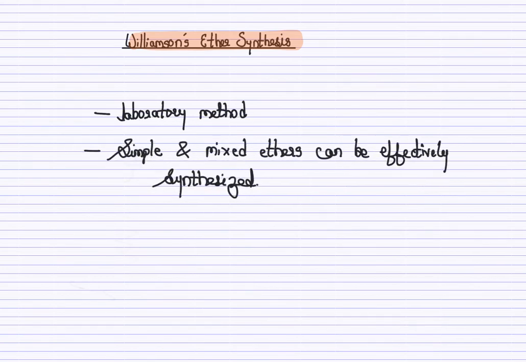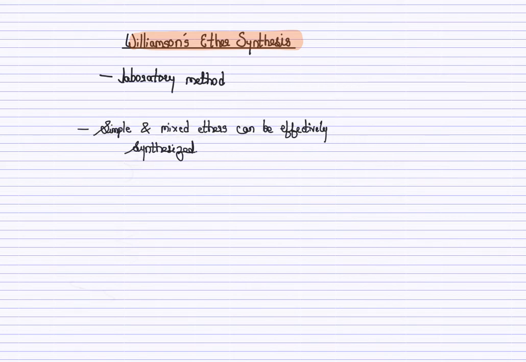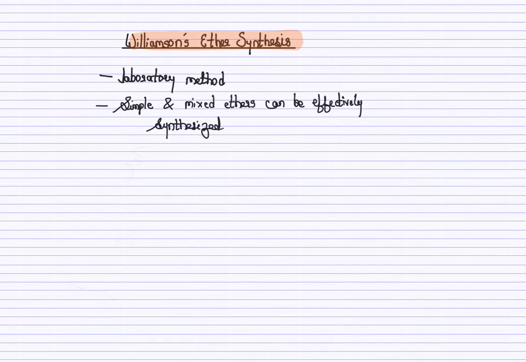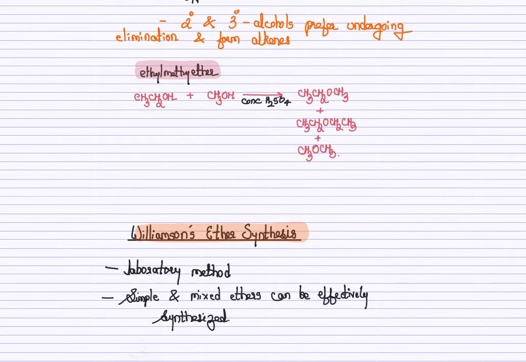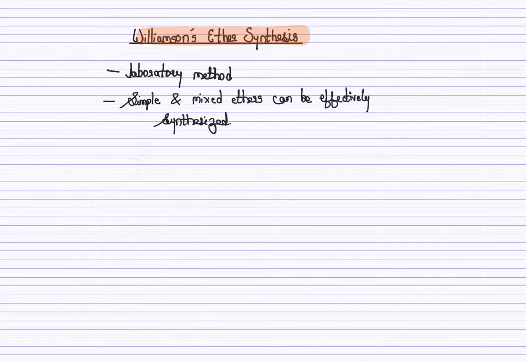See, in the previous method we had a problem, right? We could not synthesize mixed ethers, right? I did show you that there was a problem with that, and if you want to have a look, I think this is where it is. Two different alcohols giving you three different products, right? So you get the target product, but along with that you also get some byproducts. Now in Williamson's ether synthesis, even if you want to make mixed ethers, I think you can very easily make it without forming any byproducts.